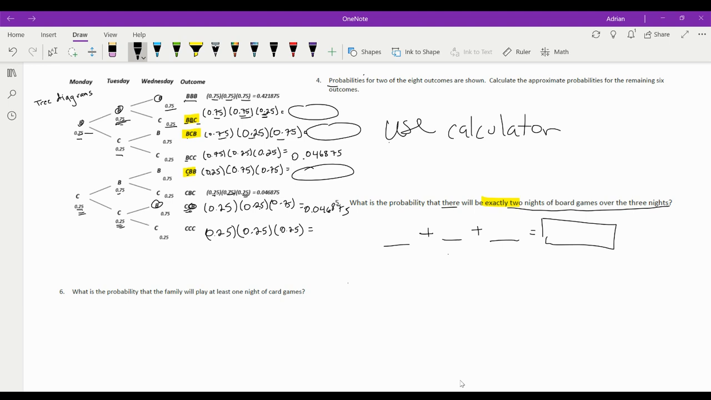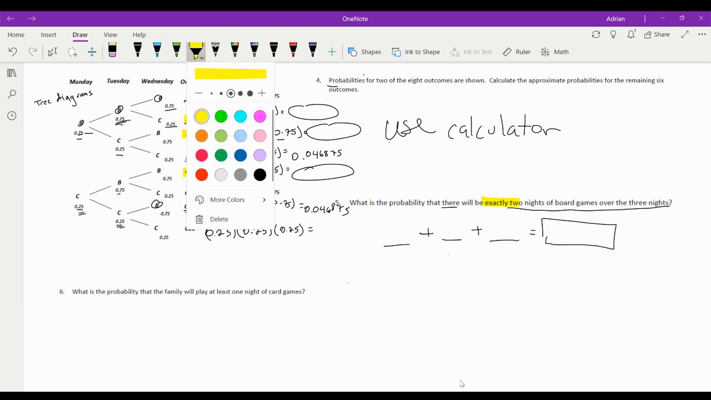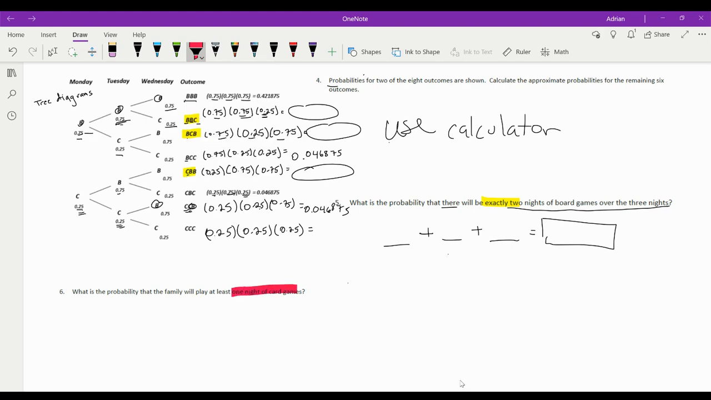Last one. What is the probability that the family will play at least 1 night of card games? Let's think about this one. Let's change the color to pink. At least 1 night of card games? Wait a minute. At least 1 means I can have 1 card game. So, okay, that's 1 card game at least. I have 2 of them here, so that's at least 1. That's 1. This is 2. This is 2 card games, so it's at least 1. This one's 3. Whoa. So all of them, except for the first one here, have at least 1 card game.